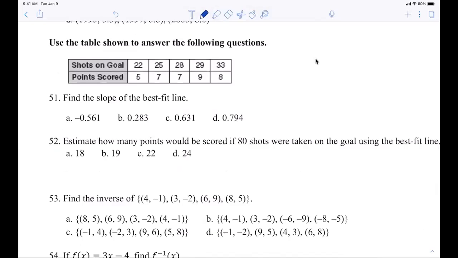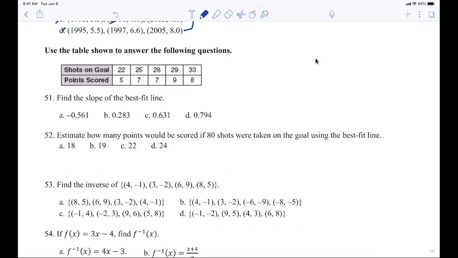All right, now find the slope of the line of best fit. Come on, guys. Now you get your calculator out. This is on the test. You have to be able to do this.